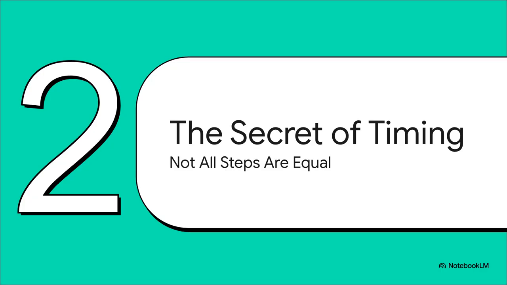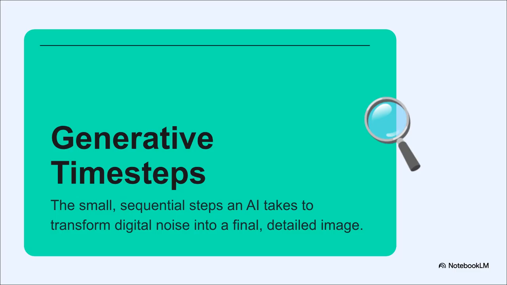And that brings us to the real secret here, the secret of timing. The big breakthrough is realizing that in an AI's creative process, not all steps are created equal, not by a long shot. Okay, so to get this, you first have to understand something called generative timesteps. Think of them as tiny little sequential stages an AI goes through. It starts with just a canvas of complete random noise, and then, step by step, it refines it until a clear image starts to appear.